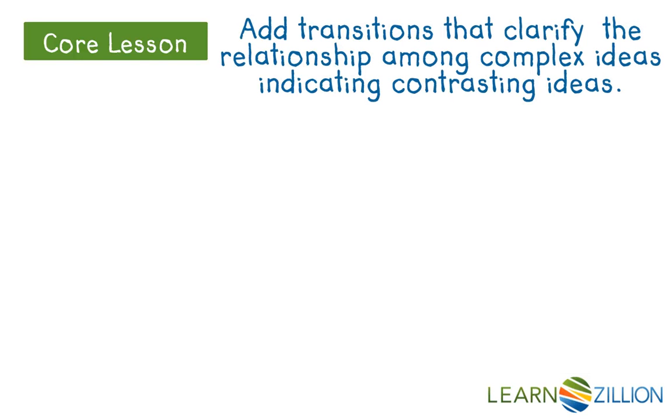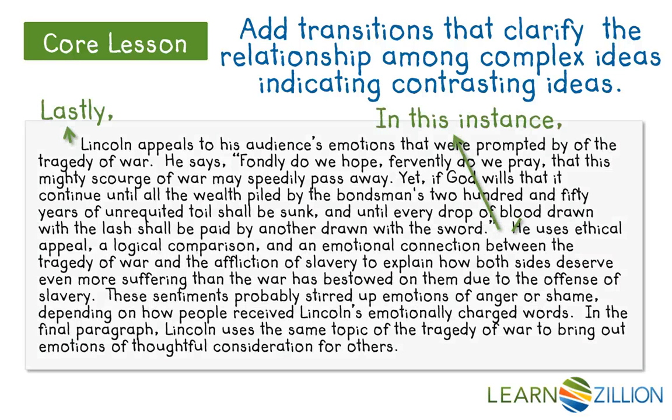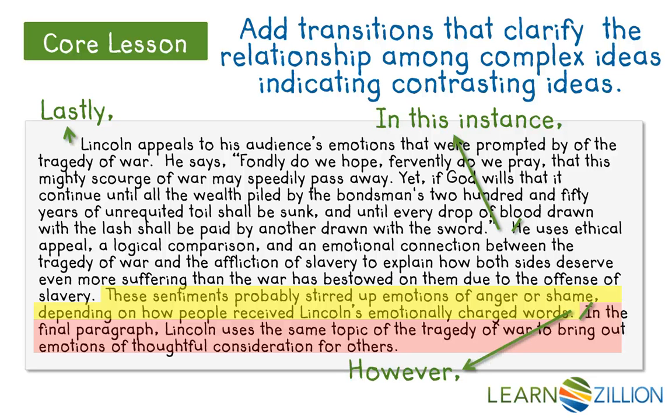And finally, add transitions that clarify the relationship among complex ideas, indicating contrasting ideas. So I see 2 contrasting ideas here where I wrote, these sentiments probably stirred up emotions of anger or shame depending on how people received Lincoln's emotionally charged words. Contrast that with, in the final paragraph, Lincoln uses the same topic of the tragedy of war to bring out emotions of thoughtful consideration for others. We could use phrases like, on the other hand, on the contrary, or words like yet or however. Here, let's use the word however. This bridges the 2 sentences in order to add cohesion within the paragraph.